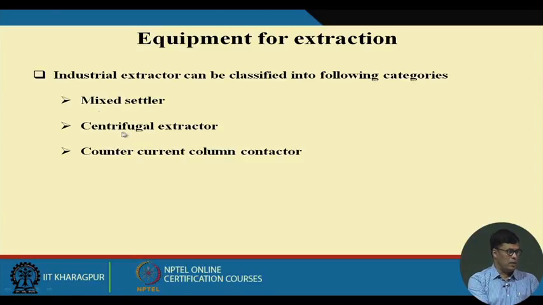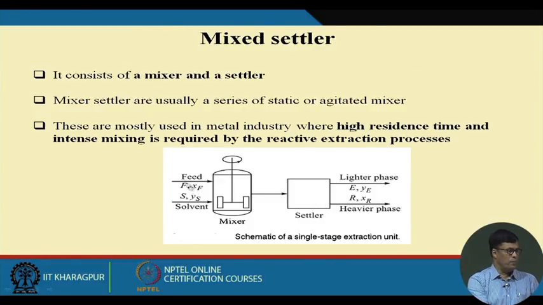One is the mixer settler, another is the centrifugal extractor, and the counter current contactor. These are the different techniques that I will explain. Now, the mixer settler consists of a mixer and a settler. You have feed and solvent, both things we mix with the help of a stirrer, then we settle it, and one phase will separate from the other; the lighter phase we take out, and the heavy phase we take out from the bottom. These are mostly used in the metal industry, where high residence time and intense mixing is required for the extraction process. This has little application in the biochemical industries, but as I told you, in the penicillin industry also, your solvent is lighter than the aqueous layer, so it goes to the top and the aqueous layer will be at the bottom, that also.